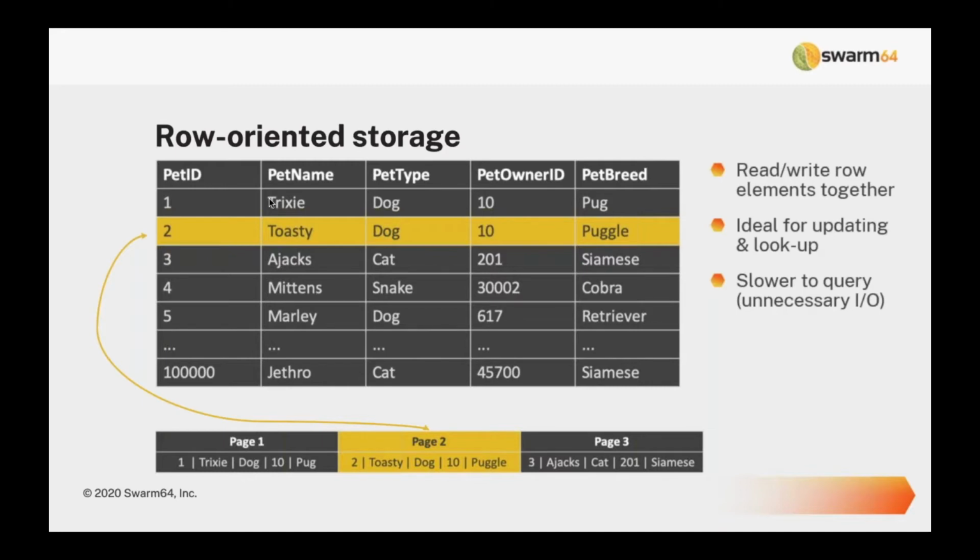But that can be less efficient if you are querying. If I'm trying to find all of the rows in my table of pets that are dogs, I'm really focused on the pet type column, but to look at all of those elements, I've got to read the entire row. So there's a lot of waste: unnecessary I/O, reading all of those blocks just to get a single field from each block in my example.